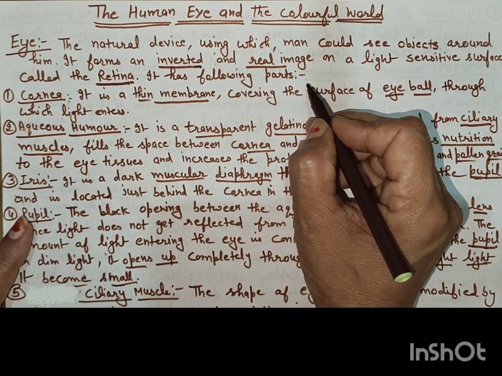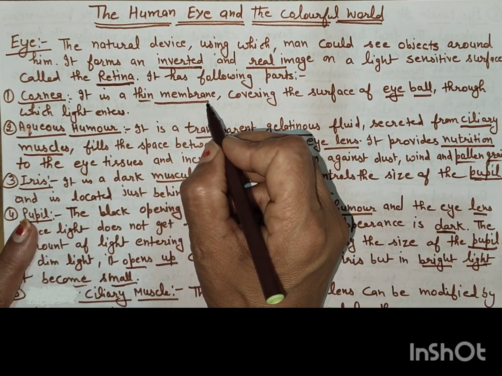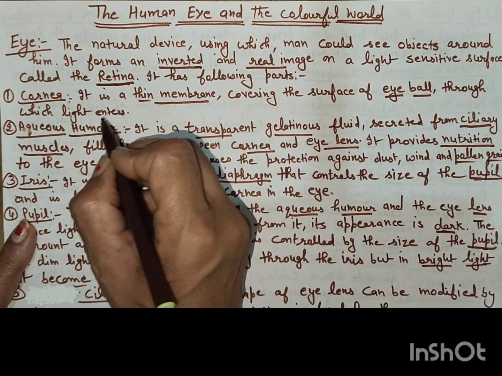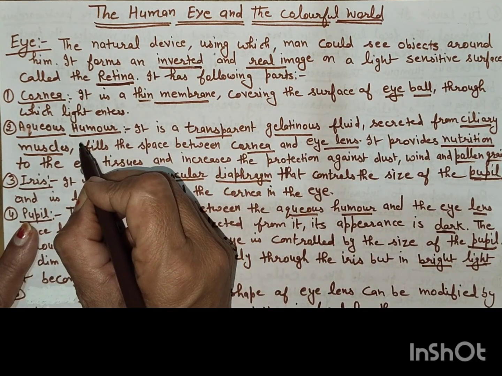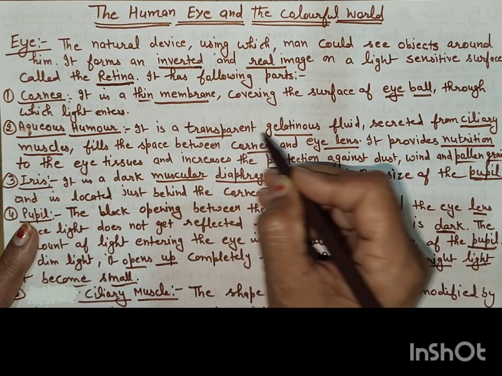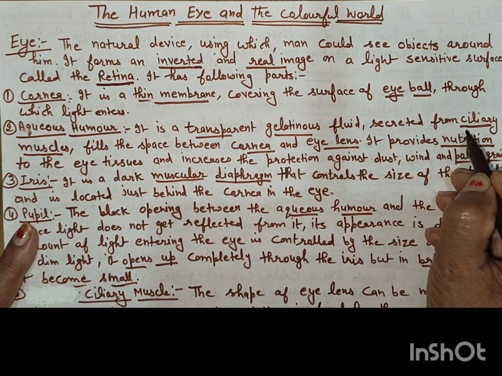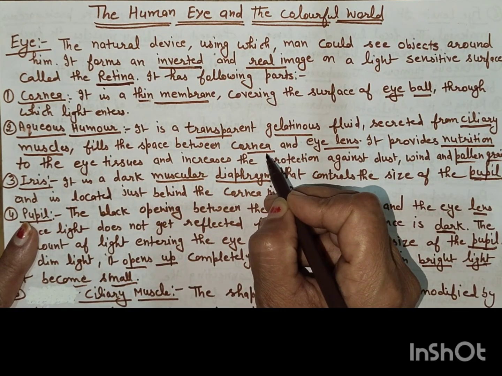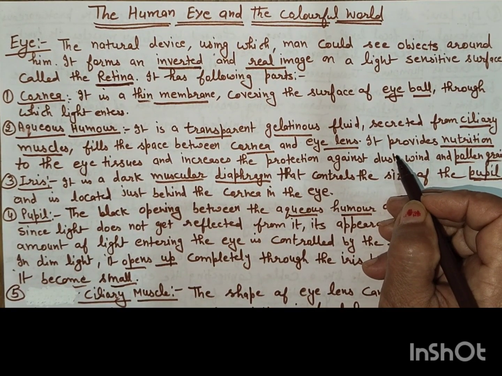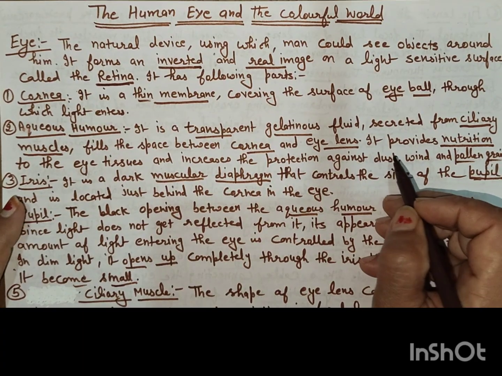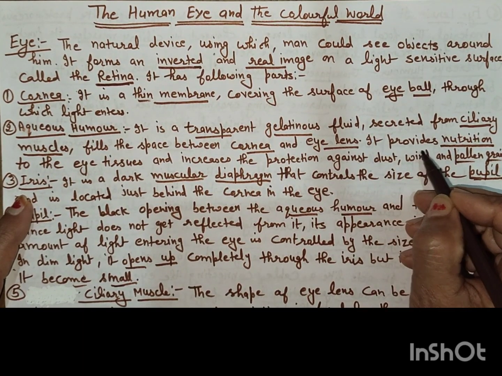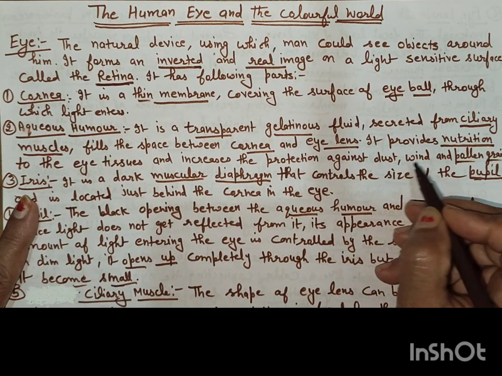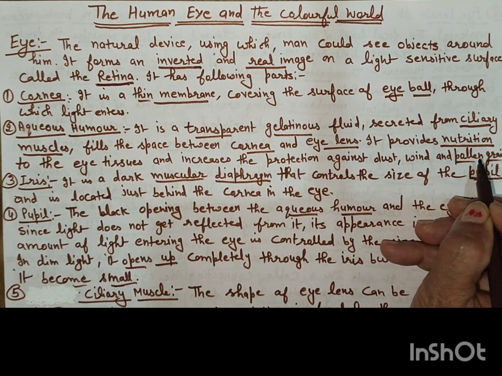It has the following parts. Cornea. Cornea is a thin membrane covering the surface of the eyeball through which light enters. Aqueous humor. It is a transparent, gelatinous fluid secreted from the ciliary muscles. It fills the space between the cornea and the eye lens. It also provides nutrition to the eye tissue and increases the protection against dust, wind and pollen grains.